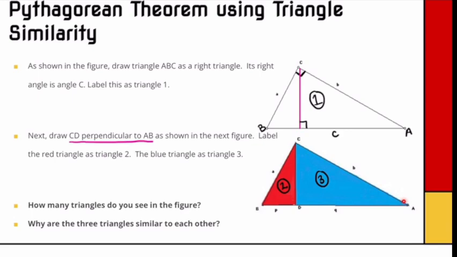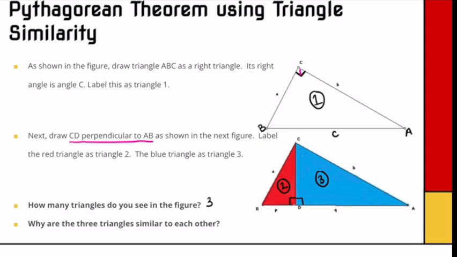So in the picture, notice how many triangles do you see? We see 3 different triangles, right? We have the bigger triangle, the original one, ABC. And then after drawing that perpendicular, we form triangle 2 and 3 separately. And of course, they're all going to have right angles because that segment CD is perpendicular to AB. So we have 3 triangles, and the question says, why are the 3 triangles similar to each other?